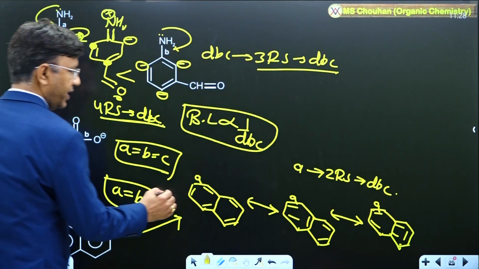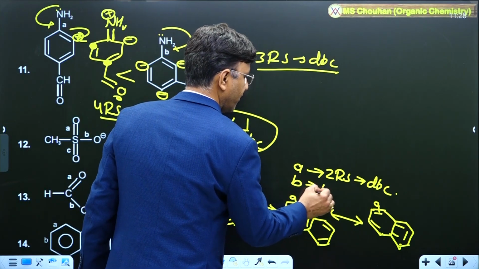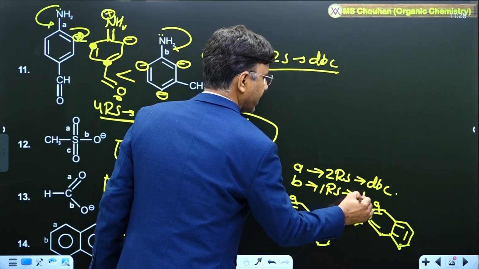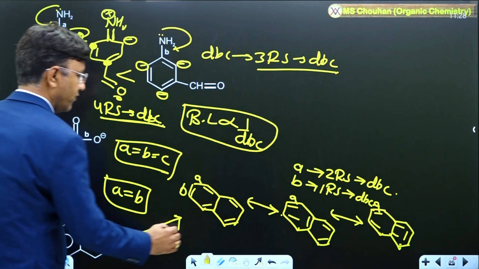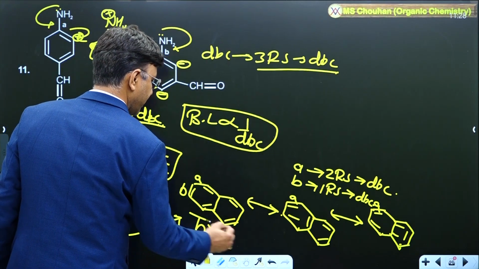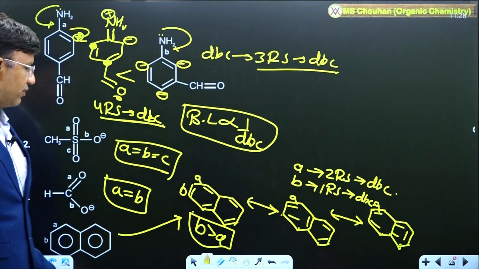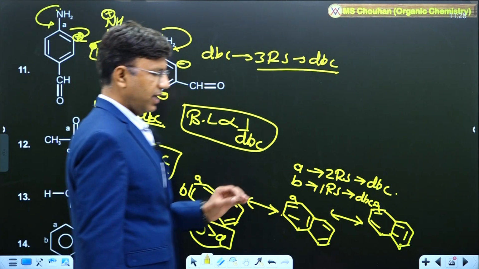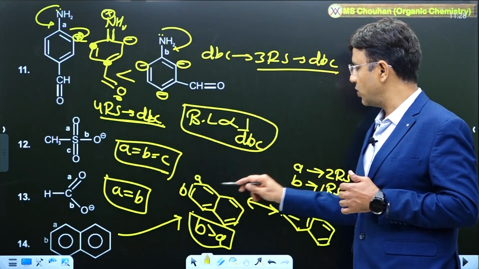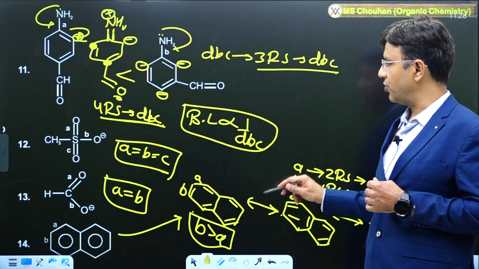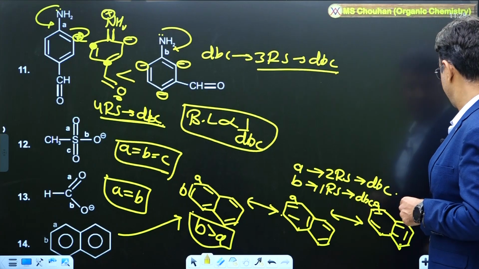Now, we have to check B. This is our B: double bond, single bond, single bond. In B, 1 RS has double bond character. This means more double bond character, less bond length. Then what is the answer? B is greater than A. Got it? You have to simply draw resonating structures, and if there is no resonance, go for hyperconjugation, and then check how many single bond and double bond characters are in different resonating structures. Got it?